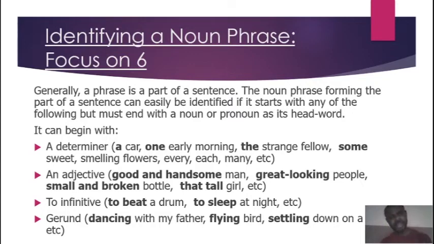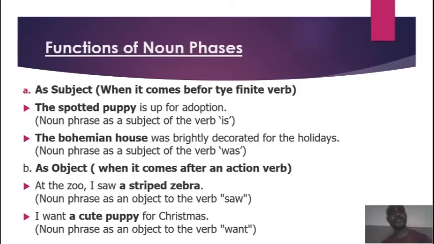A noun phrase, again, begins with any of these and must end with a noun or a pronoun as its head word. That's what we mean by a noun phrase. And that noun phrase functions as a noun, which is what? Naming. Now, for the purpose of this lesson, we're going to be looking at 6 functions of the noun phrases. Number 1, we're looking at the noun phrase as subject of the verb. Now, noun phrase as subject.